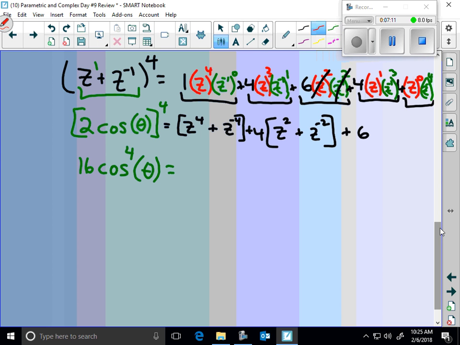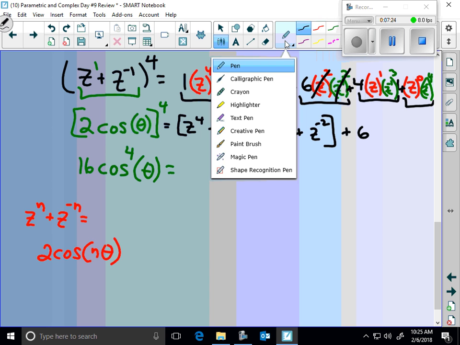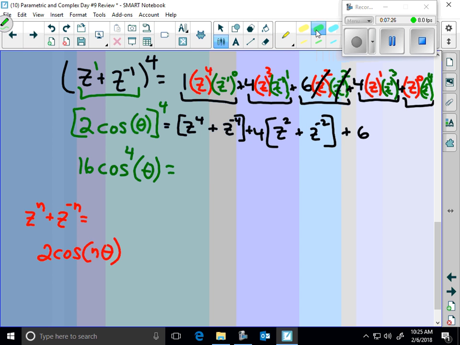Okay, over here, if z to the n plus z to the negative n is equal to 2 cosine n theta, then what is n in this case? 4. So how could I write that? This would be 2 cosine what?